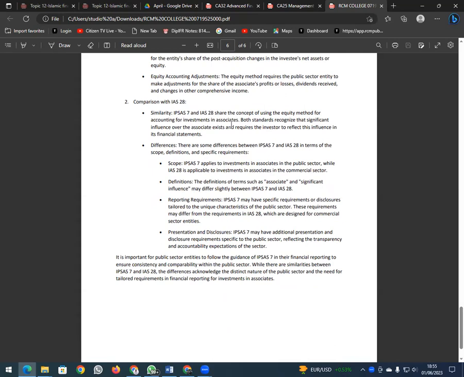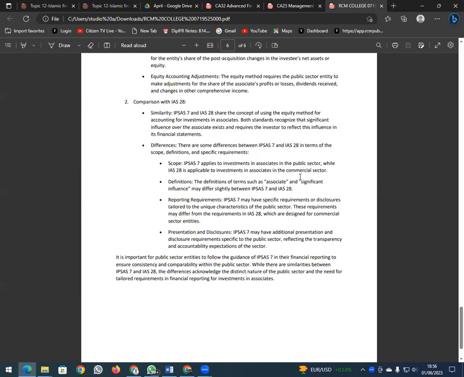Both standards recognize that significant influence over the associate exists and requires the investor to reflect this influence in its financial statements. Differences: there are some key differences between IPSAS 7 and IAS 28 in terms of scope, definitions, and specific requirements. Scope: IPSAS 7 applies to investments in associates in the public sector, while IAS 28 is applicable to investments in associates in the commercial sector.